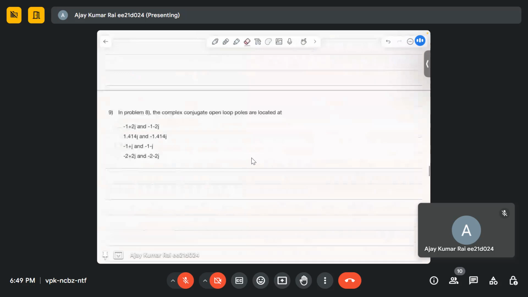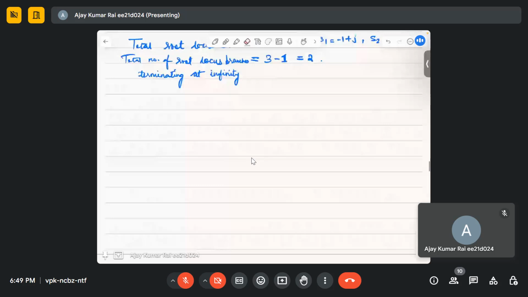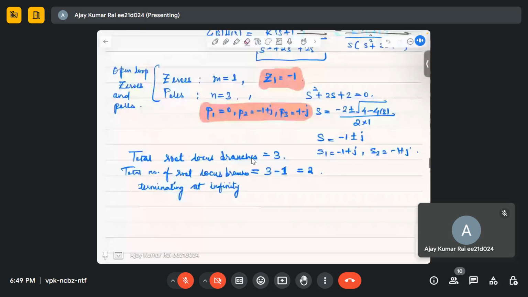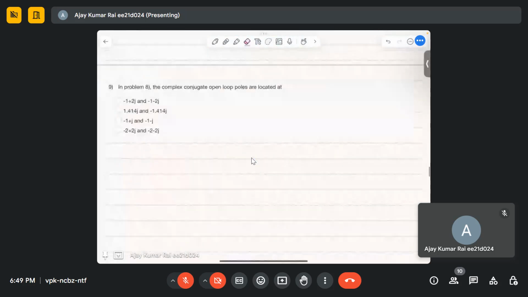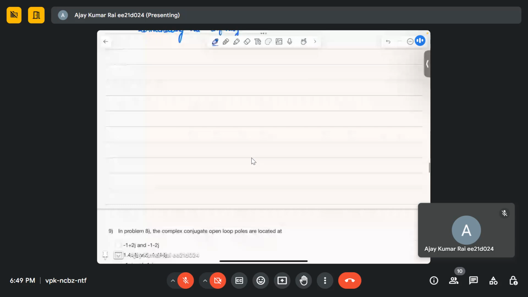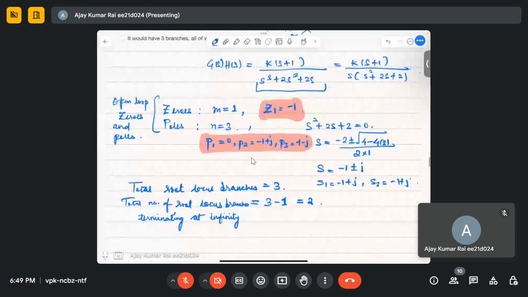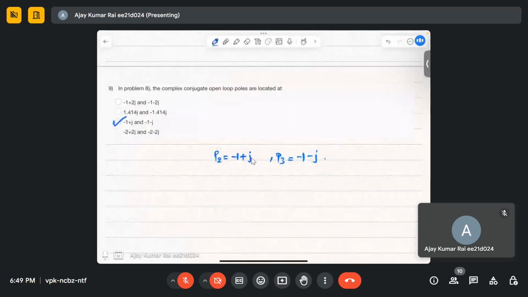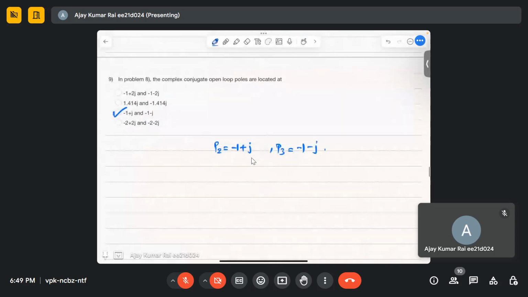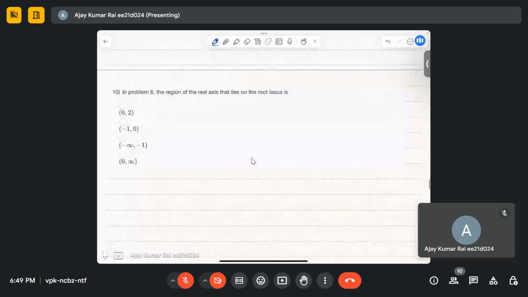Problem 8: the complex conjugate open loop poles are located at. Okay, so already we have found out the poles. P2 is -1 plus j, P3 is -1 minus j. Already I have calculated in the previous question. Okay, so by solving s square plus 2s plus 2. Okay, so this is the correct option. So let's go to the next question.